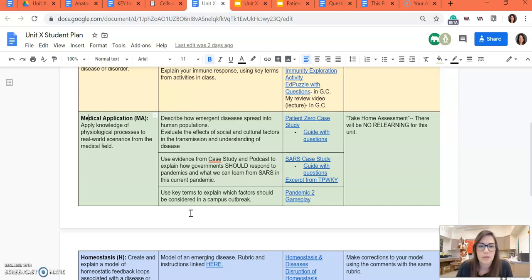And then after that, we're going to look at SARS, which again, I think I said earlier, is another coronavirus outbreak. We're going to listen to an excerpt from This Podcast Will Kill You, which you'll do for Friday. And then next week, we're going to come back to this standard, and you are going to play a game called Pandemic 2.